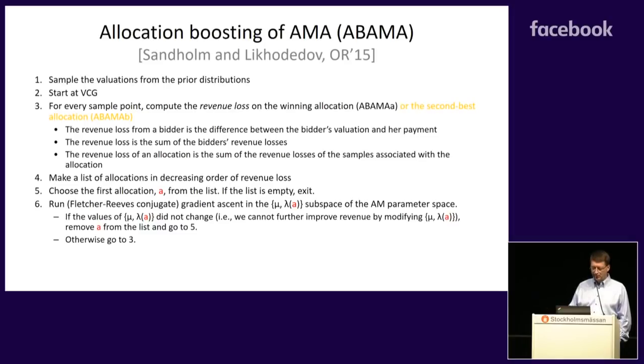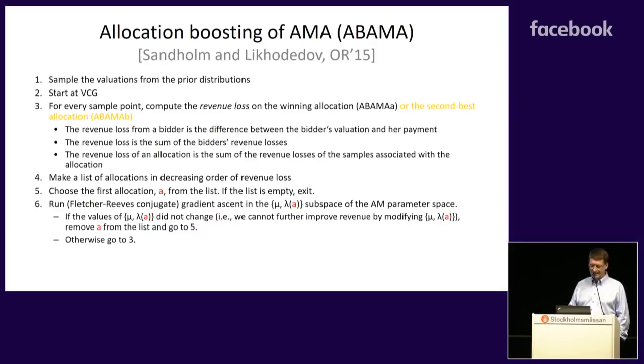Then for every sample point that we draw from the prior, we compute the revenue loss of the winning allocation. The revenue loss from a bidder is the difference between the bidder's valuation and her payment. And the revenue loss of the sample is the sum of the bidders' revenue losses. The revenue loss of an allocation, then, is the sum of the revenue losses of the samples associated with the allocation. We make a list of these allocations in decreasing order of revenue loss, and choose the first allocation from the list. If the list is empty, we're done. We're at the local optimum.